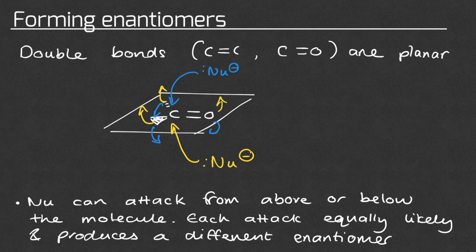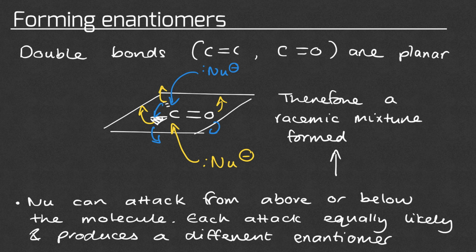So we can summarise this, or write it out as an exam answer, by saying the nucleophile can attack from above or below the molecule, each attack is equally likely, and each attack will produce a different enantiomer. Since each attack from above or below is equally as likely and each one produces the opposite enantiomer, this means we're going to form a racemic mixture, because we'll have a 50-50 mixture of both enantiomers.